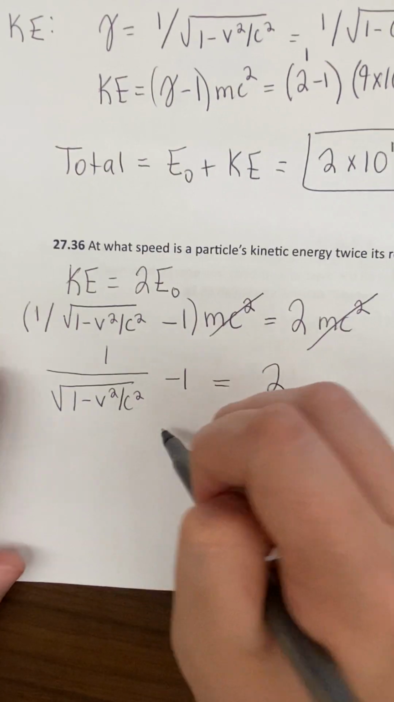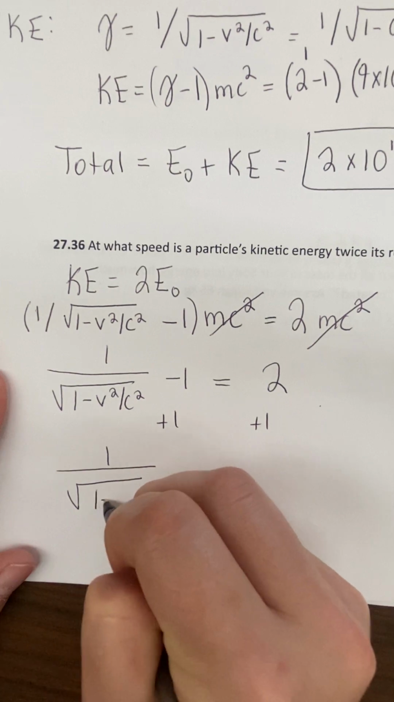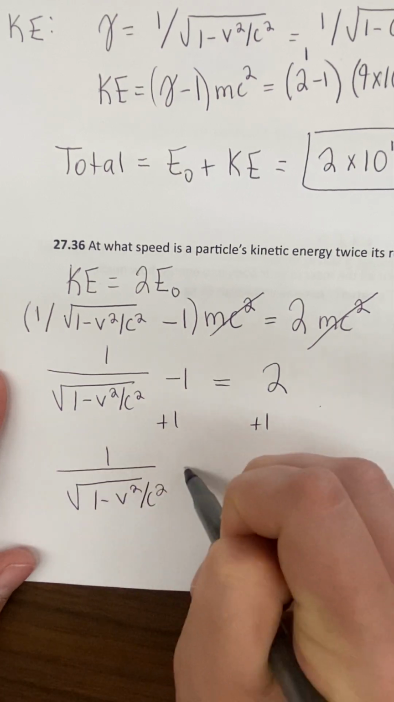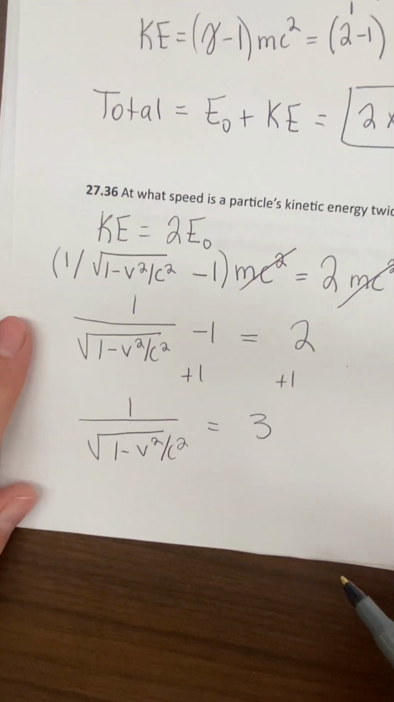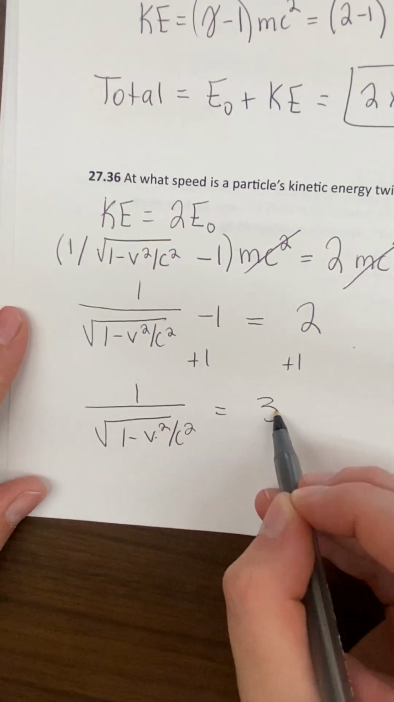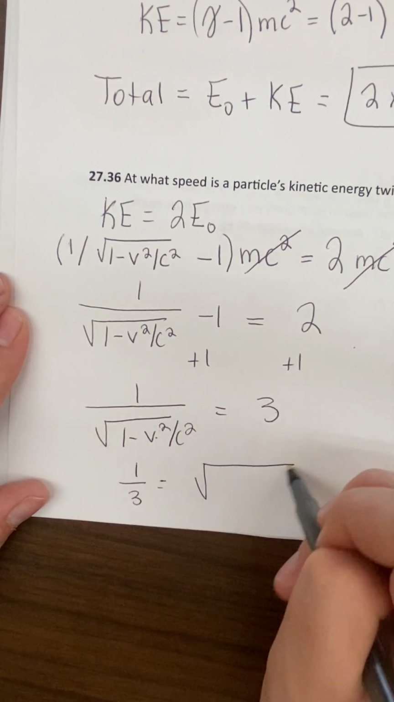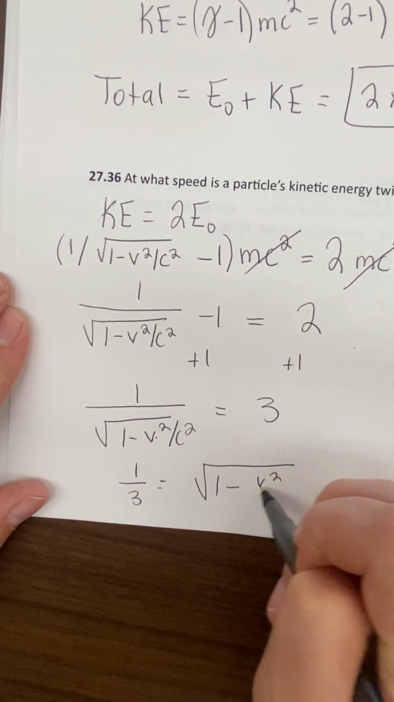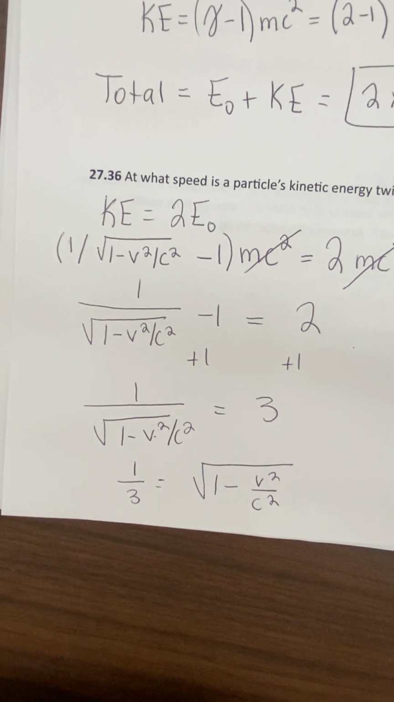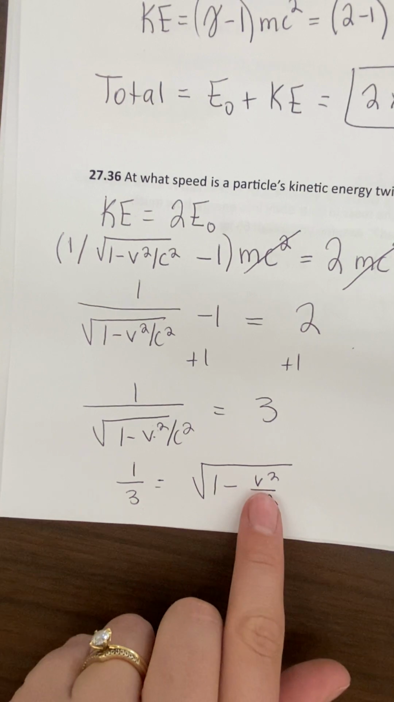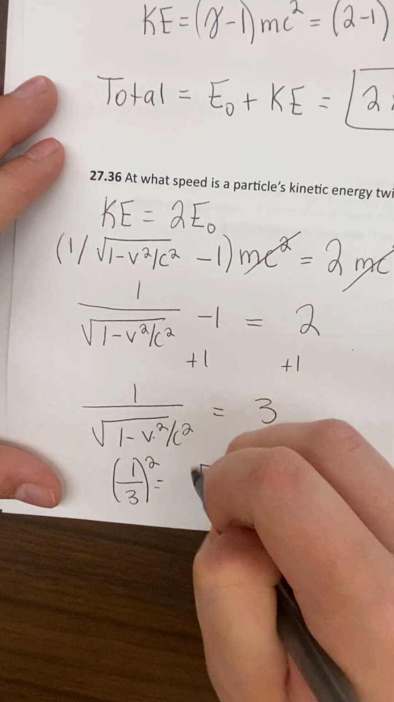So we would add 1 to both sides. And then we're going to do our swappy, right? These guys get swapped. So we've got 1/3 equals square root 1 minus v squared over c squared. Okay, we don't have that compound fraction anymore. We are still solving for v, so we need to get rid of the square root by squaring both sides.